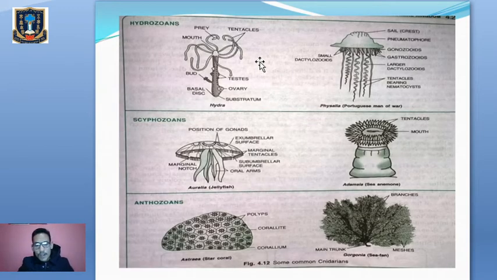Here you can see the Hydra, which is a cnidarian. Then we have got Physalia, the Portuguese man of war. Okay, we have got the jellyfish Aurelia. Then we have got Adamsia, the sea anemone. Then we have got star coral. Okay, then we have got Gorgonia, the sea fan. These are a few examples that belong to the phylum Cnidaria. But remember that they contain the special cell called cnidoblast cells or cnidocyte cells. Hence the name is given Cnidaria.